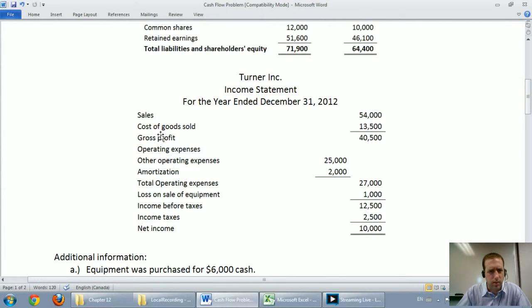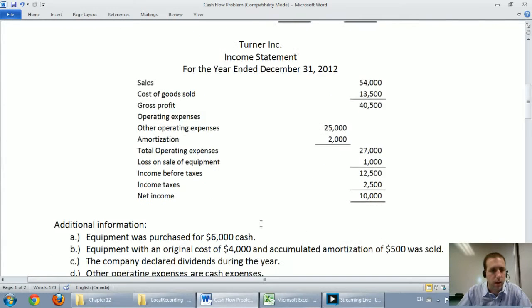Moving on to the income statement: sales, cost of goods sold, gross profit, some expenses. They sold equipment. That's important for us to know. This is a cash flow statement, of course, so if they sold equipment, they probably had some cash flowing in, and they paid income taxes, and there's their net income of $10,000.